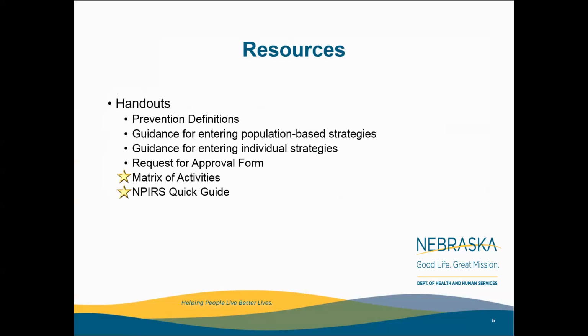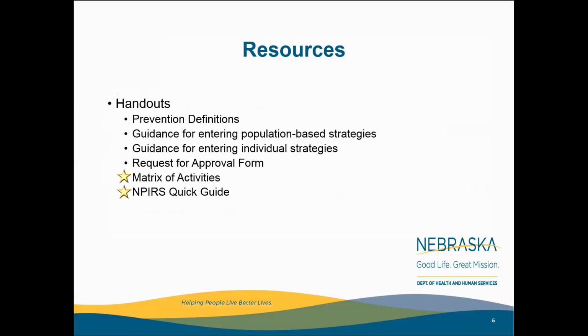We have a request for approval form. If you wish to enter information about an activity into NPIRS that is not currently on that matrix of activities, you do have to submit a request for approval form in order to get an activity added to NPIRS. That request for approval form asks for things like the name of the activity, whether or not it's evidence-based, who it's targeting, and other such information that helps the division better understand what the program is and whether or not we approve of its use.